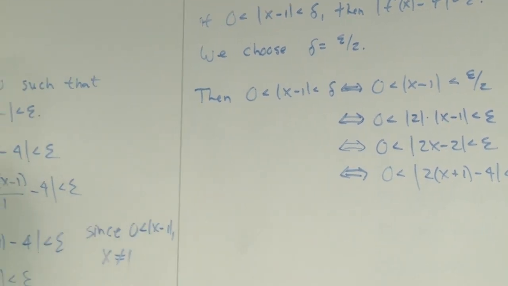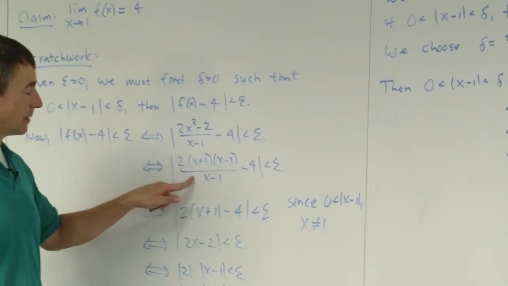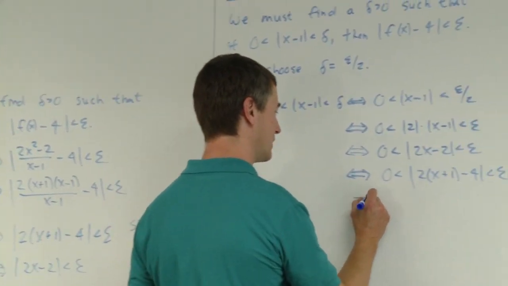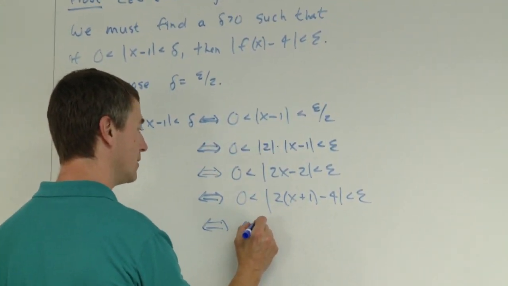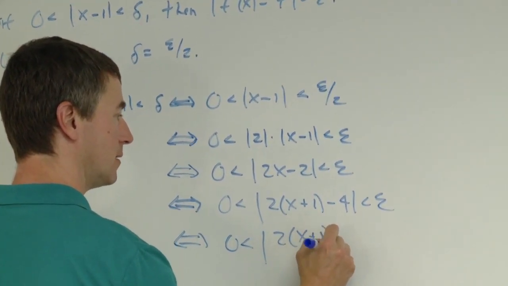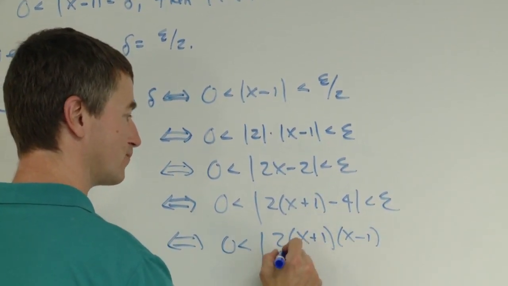So that's good. And now we do again something that makes us look like geniuses to the person reading the proof. We say we're going to make this even messier. We're going to multiply by x minus 1 over x minus 1.